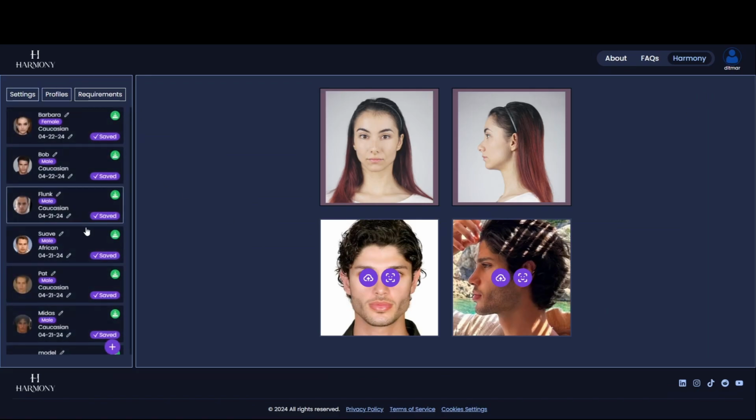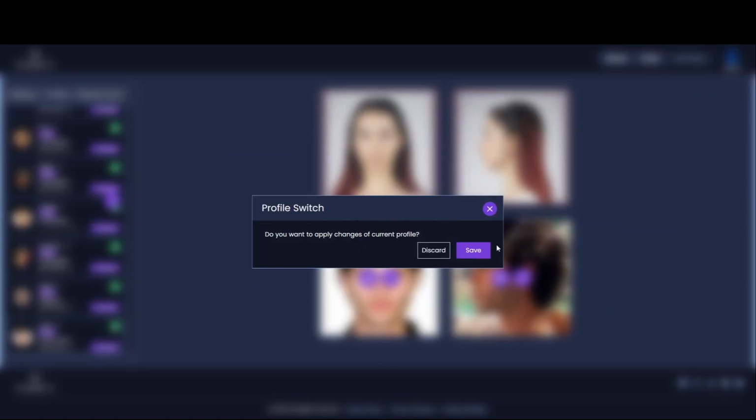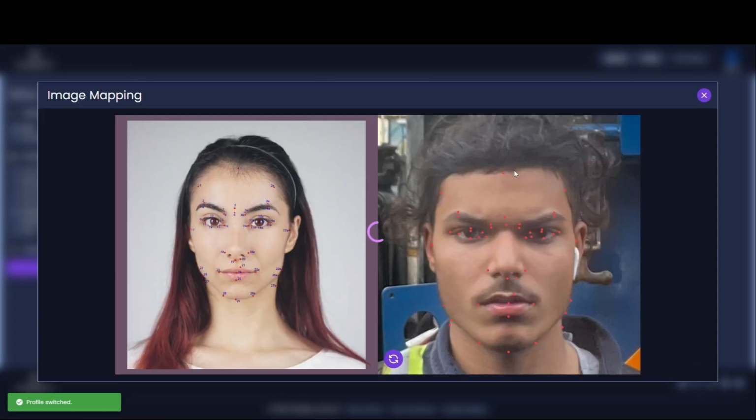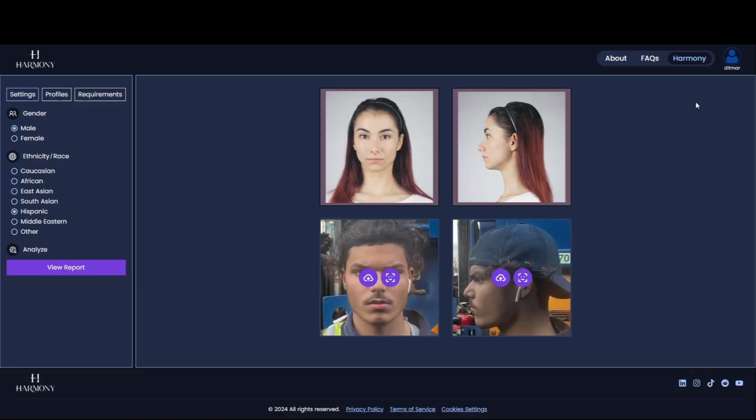Okay, let's move on to the next profile. And let's do this gentleman here. Okay, so I mapped his landmarks as well. You can just quickly see that.